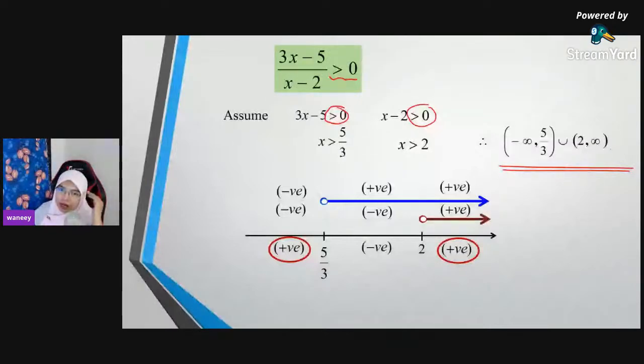Okay, so I already solved the left hand side. So now let us go to the right hand side and then we're gonna solve them to get the answer on the right side.